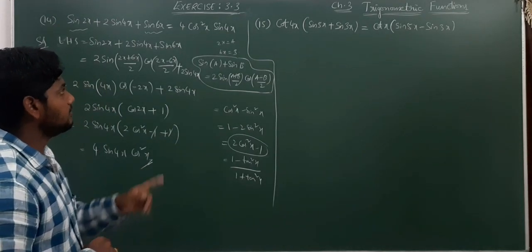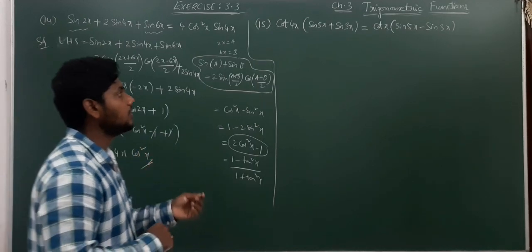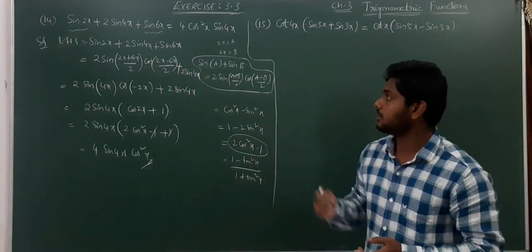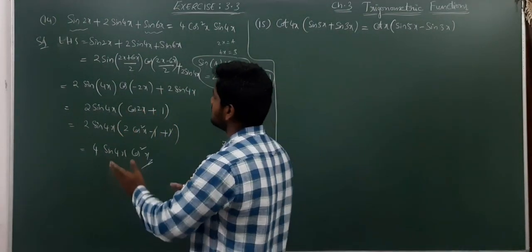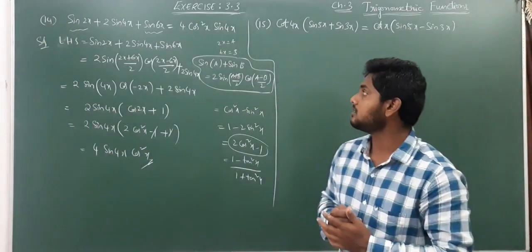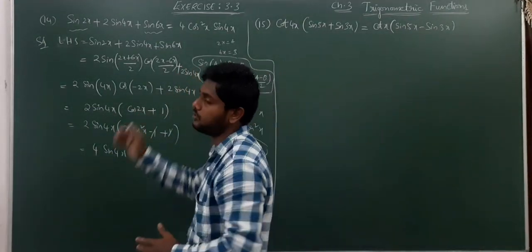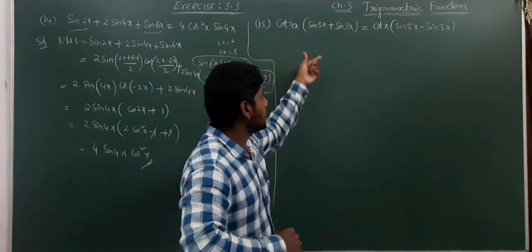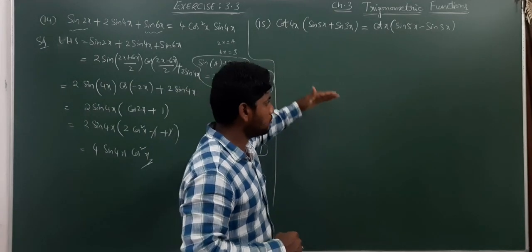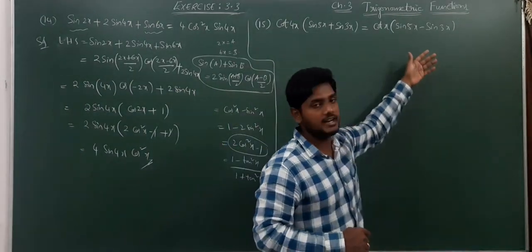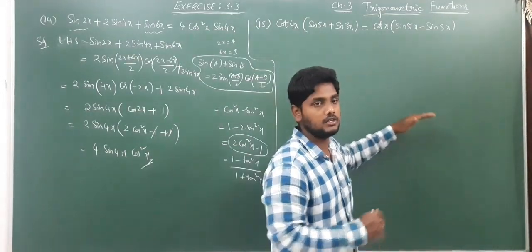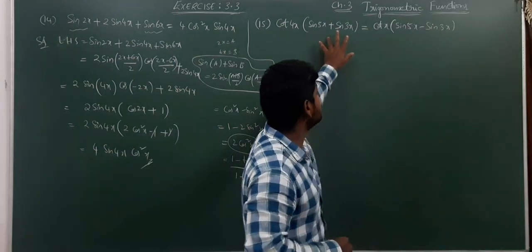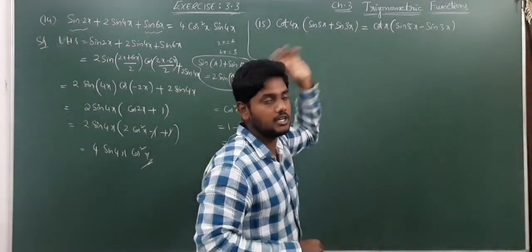Note it down. Next, question number 15 is somewhat different from the entire exercise. For the remaining problems, we consider LHS and prove it equal to RHS, or sometimes take RHS and prove it equal to LHS. But in this question, we need to take LHS and simplify it up to something, and again take RHS and simplify it up to something. If those two are equal, then LHS equals RHS. Like that only we need to prove, because by considering only one side we won't get it; it may take so many steps.